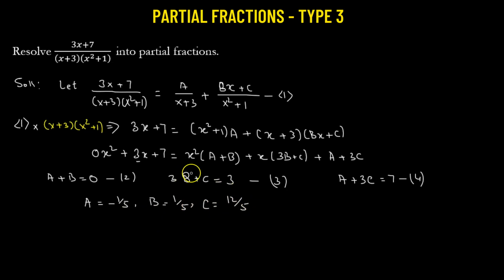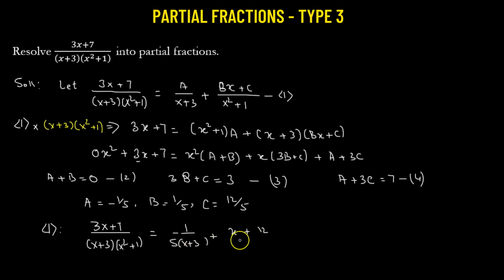So now that we have the values of A, B and C, we can substitute them in equation number 1, such that we get (3x + 7) divided by (x + 3)(x² + 1) equals A, that's negative 1 over 5 times (x + 3), plus (Bx + C), so we have (x + 12) in the numerator, and in the denominator we have 5 times (x² + 1). So this is how we have successfully resolved the given rational fraction into two partial fractions.